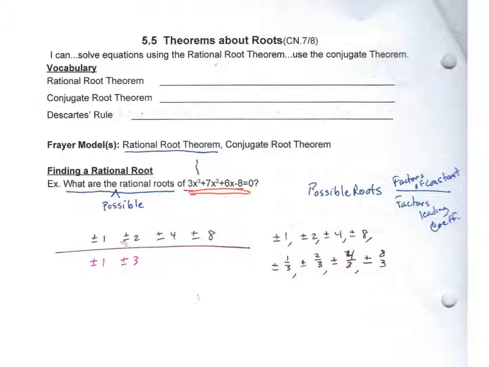I'm going to have 1 over 1, which is plus or minus 1 over 1. Then I am also going to have 2 over 1, which is plus or minus 2 over 1. Same thing here, 4 over 1, so plus or minus 4 over 1, and then of course plus or minus 8 over 1. So there's my first set of possible roots.